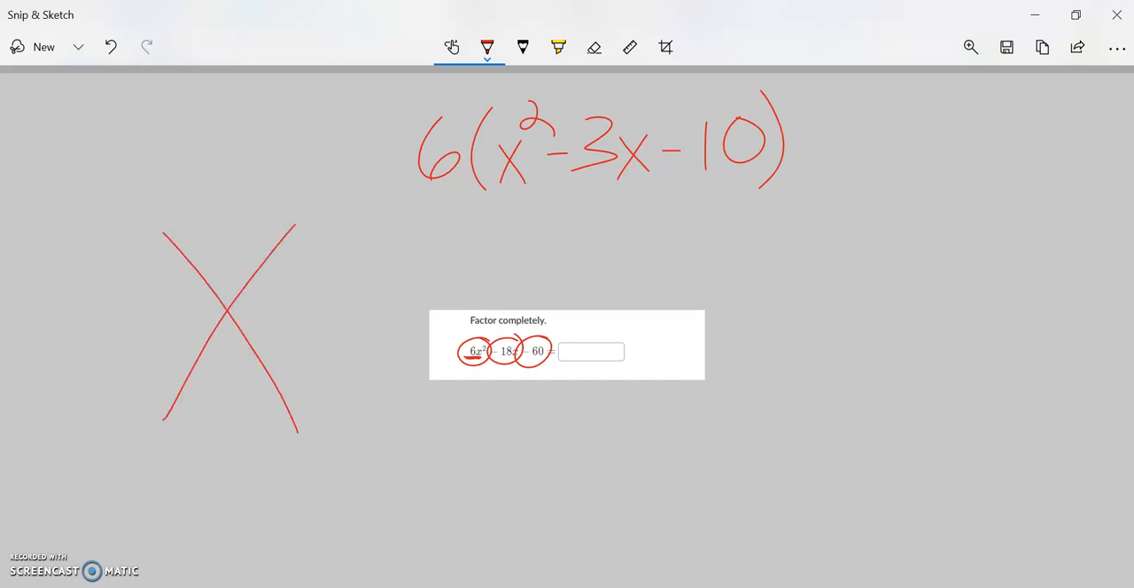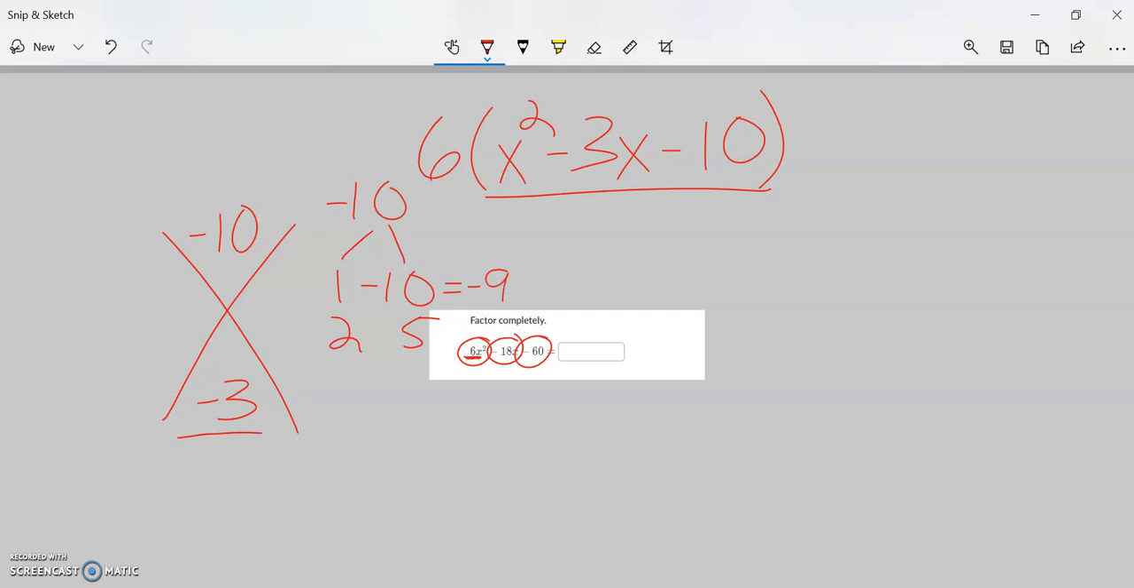Now we're going to factor this guy. A times c is negative 10, and our b value is negative 3. Factor tree, 1 and 10, 2 and 5. Now in this problem, we have a negative 10 here, so we know that one of our numbers has to be negative. And we're trying to add to negative 3. So if I make my 10 negative, 1 minus 10 is negative 9. That is not negative 3.